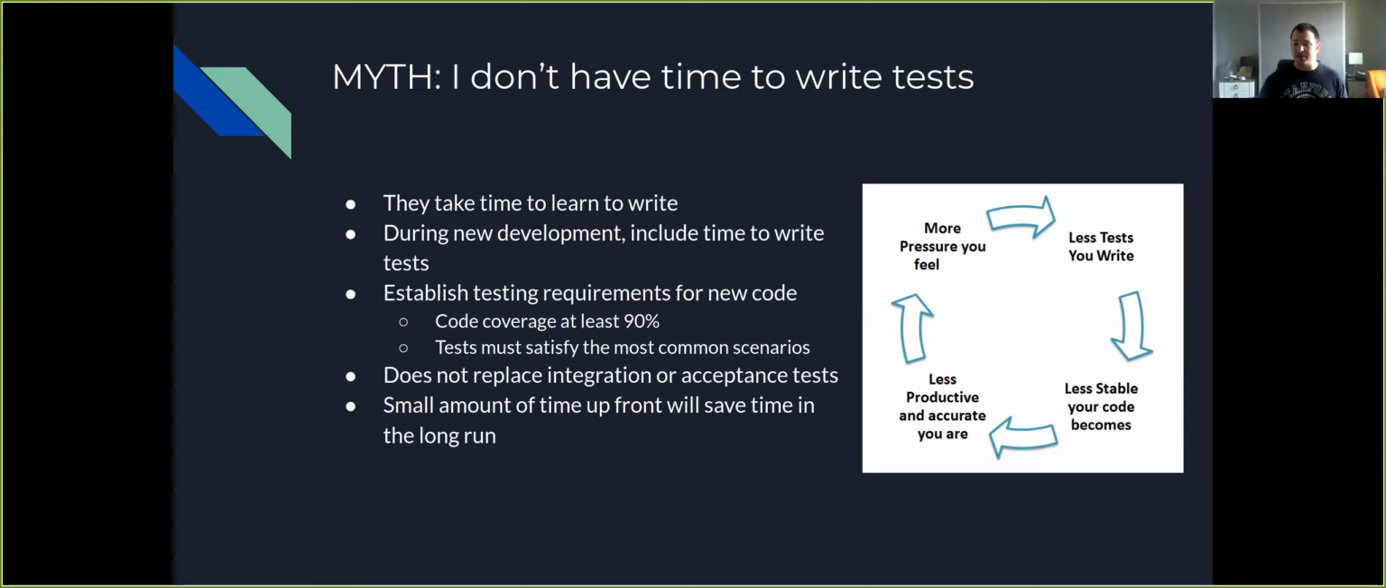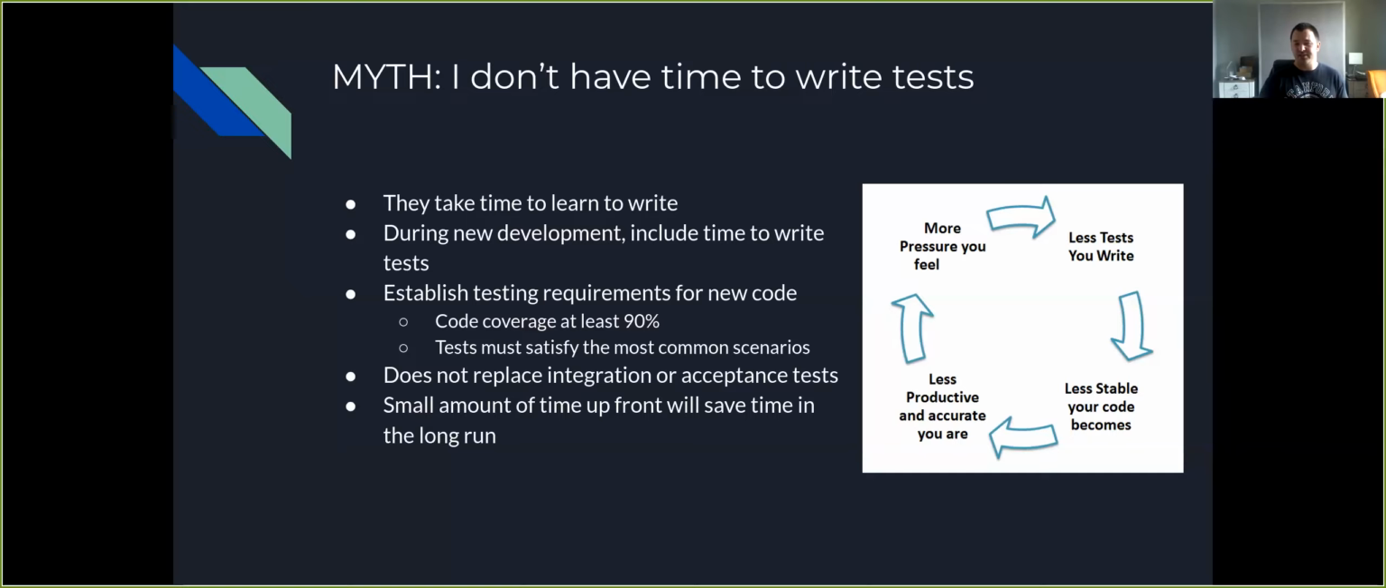The more pressure you feel to actually produce a particular new development, new feature, you're going to write fewer tests, and then your code becomes less stable, and it's going to break down. You're going to have more bugs, and you become less productive because you're having to fix those bugs retroactively instead of proactively. And then that puts more pressure on you with the new code, and it just becomes a very repetitive cycle. So, building out those tests up front is going to be huge.